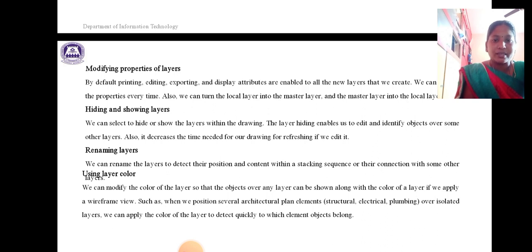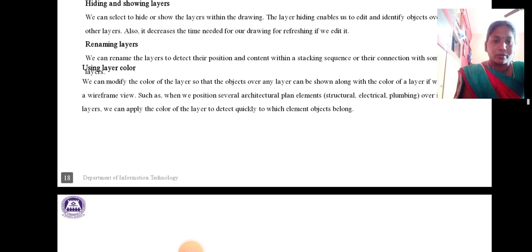Renaming layers: we can rename the layers to identify the position and content, with the stacking sequence of their connection with other layers. Using layer color, we can modify the color of the layer so that the objects on any layer can be shown along with the color of the layer. If we apply a wireframe view, such as when we position several architectural plan elements, they are shown in the color. We can apply the color of the layer to quickly identify to which layer an object belongs.